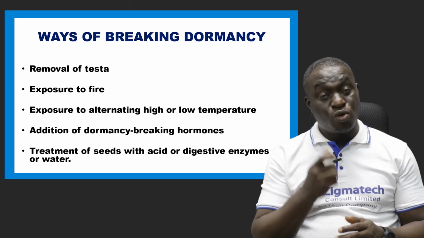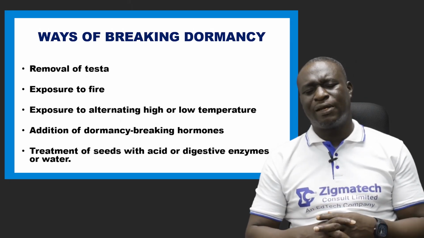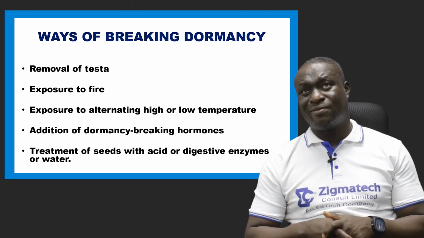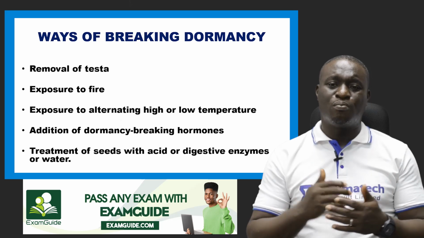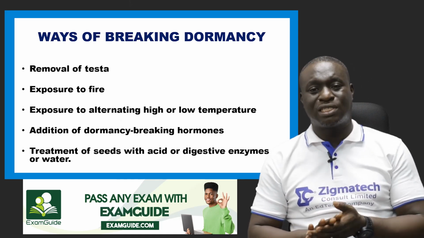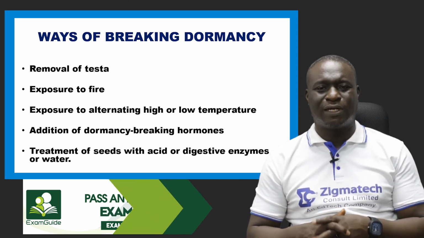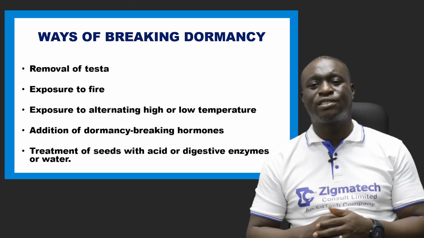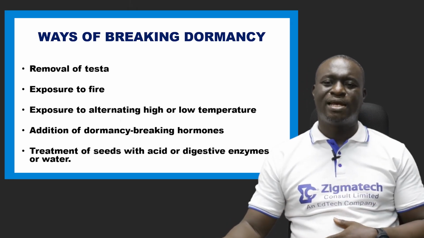Another way also you can break seed dormancy is addition of dormancy breaking hormones. So there are some hormones that break seed dormancy. I think one of them is the gibberellins. We also have, I think, the auxins and the cytokinins. They also help to break seed dormancy. And then also we have treatment of seeds with acid or digestive enzymes or water. So you can use these ways to actually break dormancy in seeds.